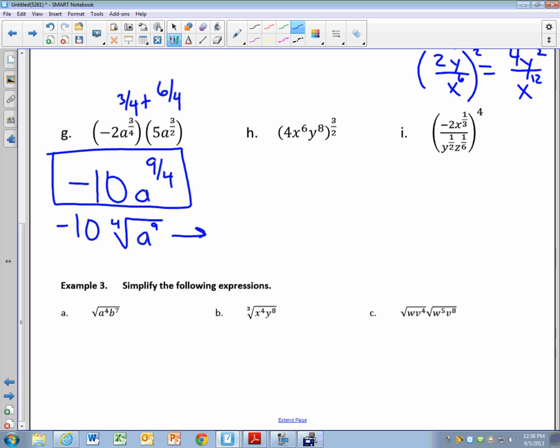Okay, how about H? How is H different from the previous problem? Yeah, you got a fractional power. Well, if I raise a power to a power, what do I do? Multiply. What do you do with the 4?